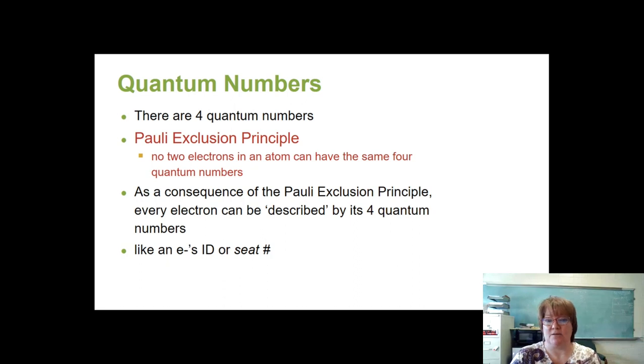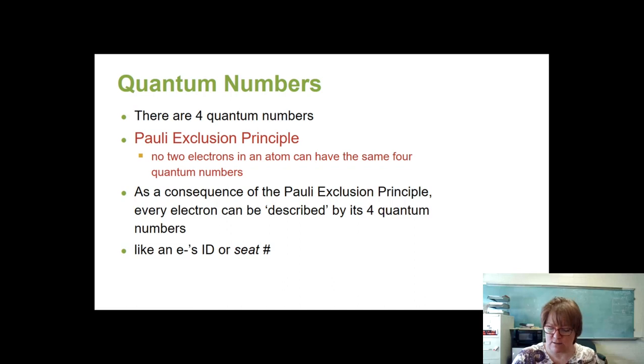So when we talk about nitrogen having 7 electrons, that means each of those electrons has a different set of those 4 quantum numbers. And it's sort of like an ID card. It's sort of like, this is how I'm going to identify what this electron is: tell me what its 4 quantum numbers are.